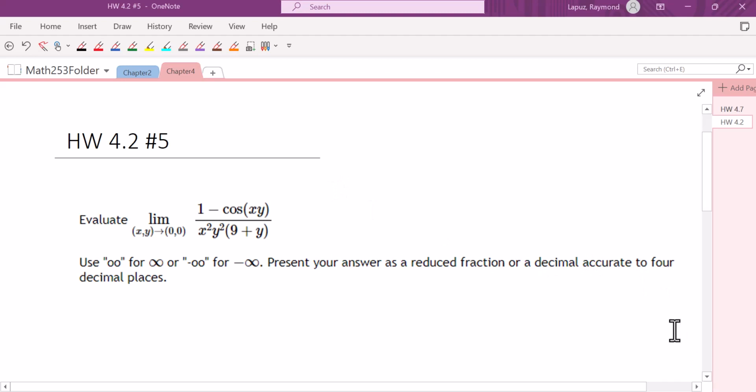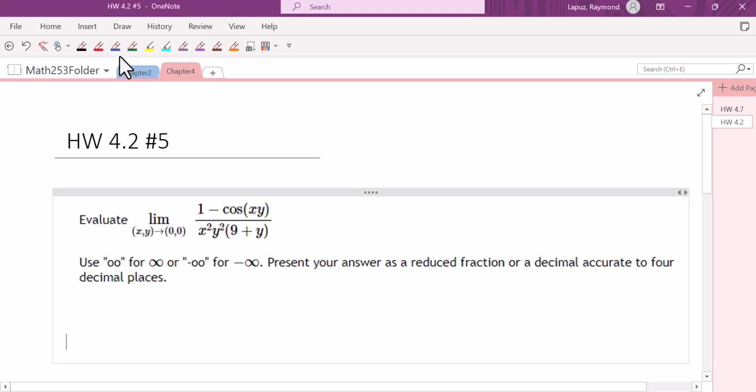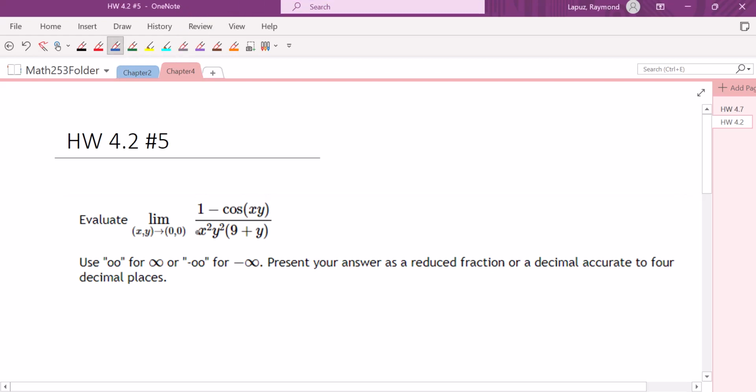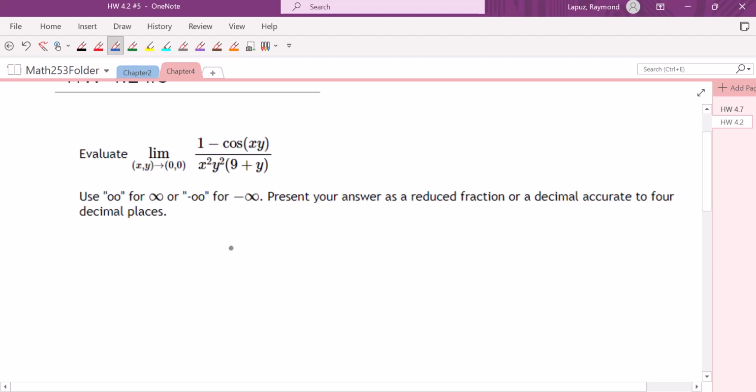So in order to do this problem, we're going to rely on one of the limit laws. One of the limit laws states that if we have a limit of a product, we can divide it up into the product of the limits if they exist. So that's our first step.